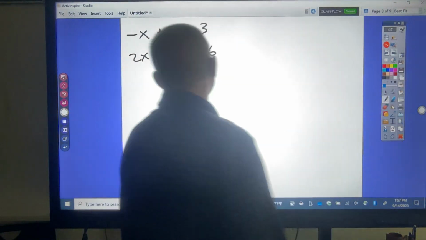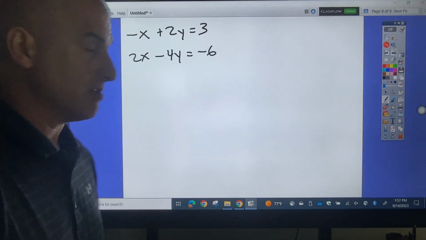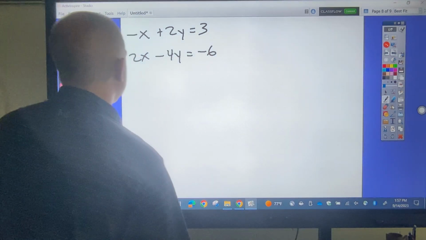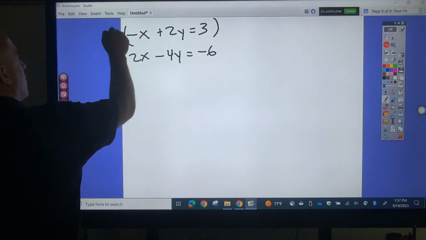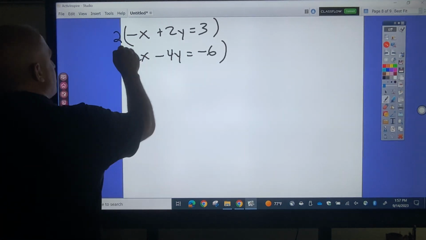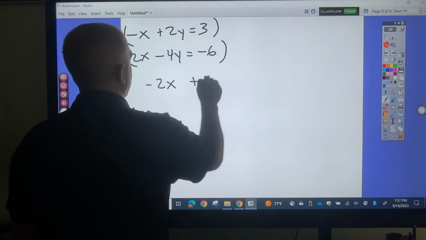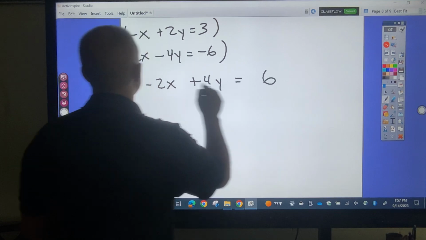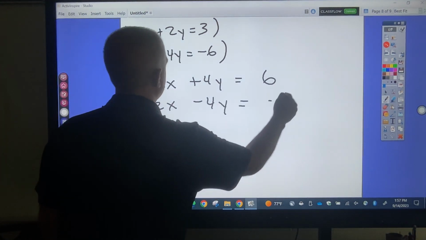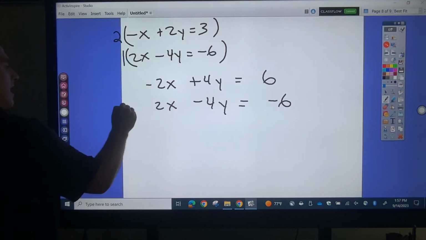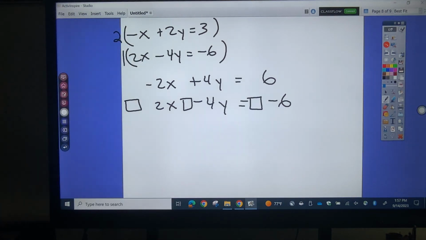All right, let's do one more. This one I'm going to set up with elimination because I have this really clear right here. I'm going to multiply all of these by 2, and multiply all these by 1. So I got negative 2x plus 4y equals 6. I multiply by 1, which gives me negative 6. Now I need to pick an operation that I can eliminate these.